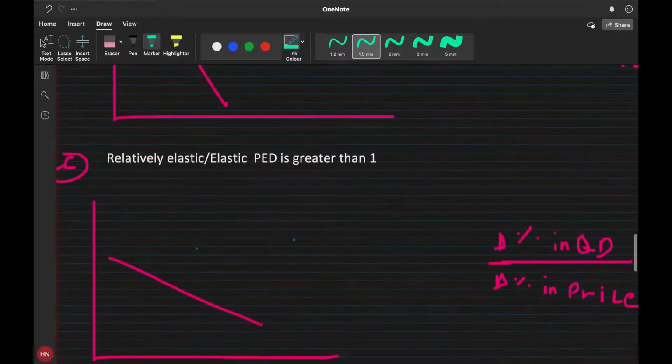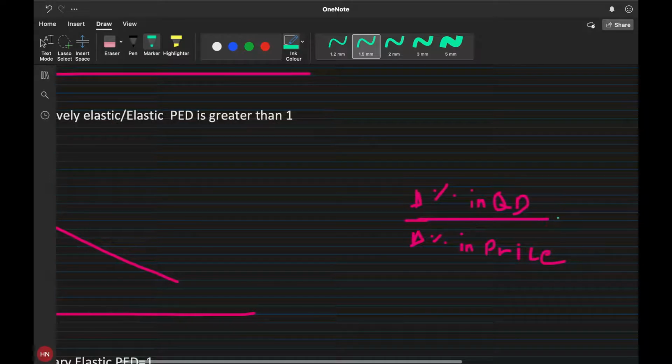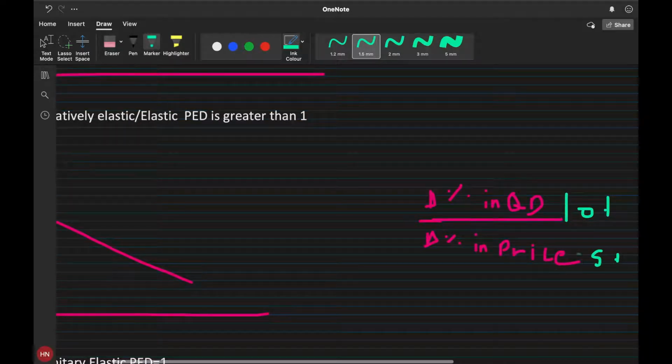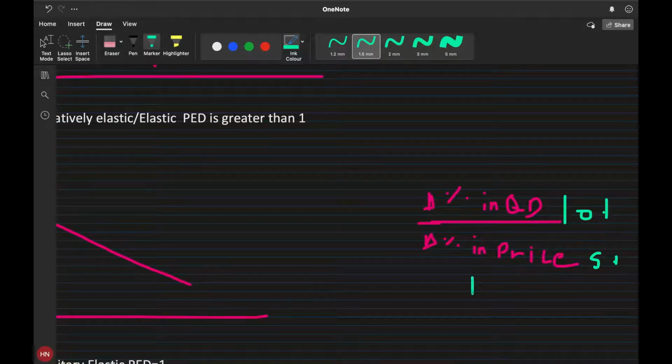And in terms of the formula, let's have a look. So over here, let's say if the percentage change in QD is 10% and the percentage change in price is, let's say, 5%, then over here the percentage change in QD is actually greater than the percentage change in price, which is why it will give us a value greater than 1, because we know 10 divided by 10 is 1, and so any percentage change in QD over here, sorry, it's 5 over here.